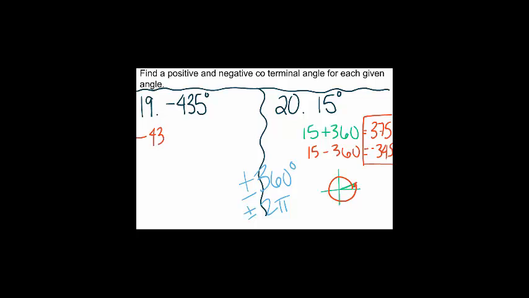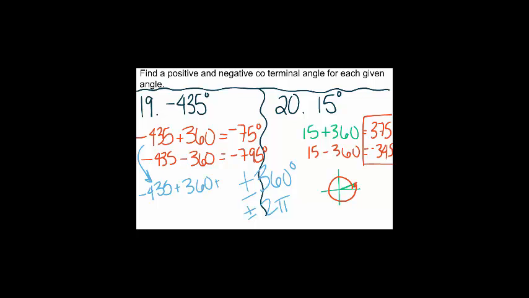If we take negative 435 and add 360 to it, we get negative 75, which is a problem because that's still a negative one. And if I subtract 360 from this, if I go negative 435 and then minus 360 more, I get negative 795. So both of these are still negatives. I need to get a positive number. So I'm just going to keep adding 360s. What if I add one more, then I'm definitely in the positive area.